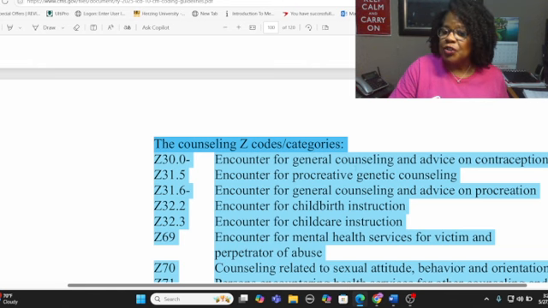Z30.0, Encounter for General Counseling and Advice on Contraception. Z31.5, Encounter for Procreative Genetic Counseling. Z31.6, Encounter for General Counseling and Advice on Procreation. Z32.2, Encounter for Childbirth Instructions. Z32.3, Encounter for Child Care Instructions. Z69, Encounter for Mental Health Services for Victims and Perpetrators of Abuse.